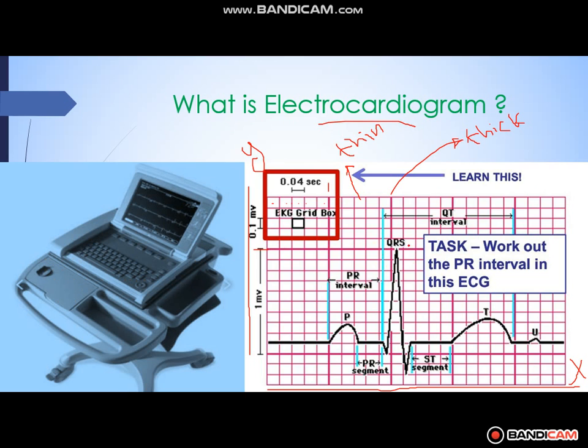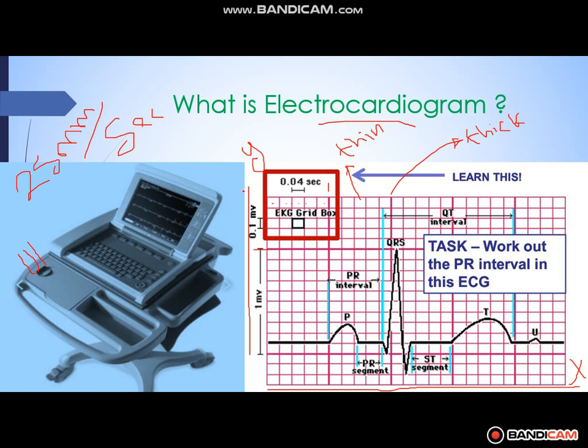We roll this paper in the ECG, and it is coming out from the ECG machine like this, at a constant speed. That constant speed is 25 millimeter per second.